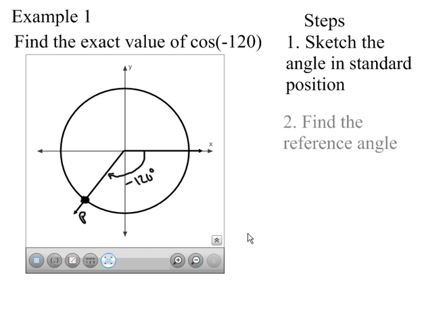Okay, the next step is to find the reference angle. So remember, we said in yesterday's lesson that the reference angle is the acute angle formed by the terminal side and the x-axis. So our reference angle is right over here, and it's 60 degrees.